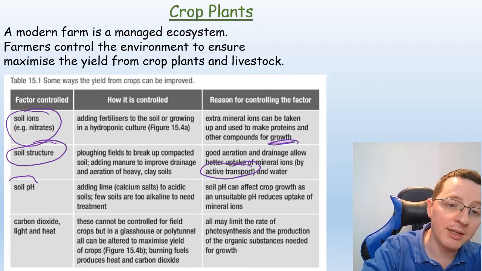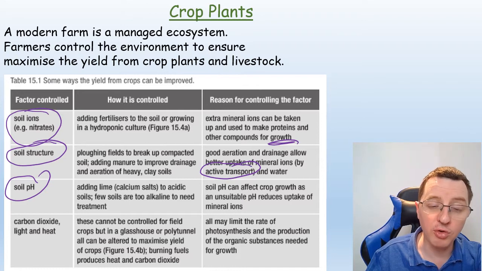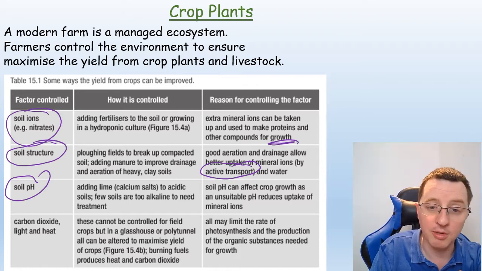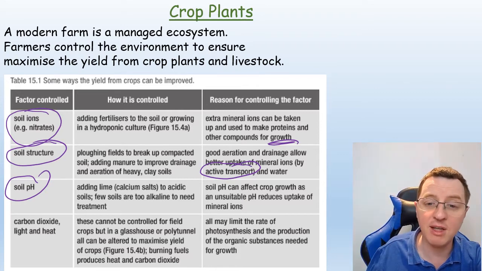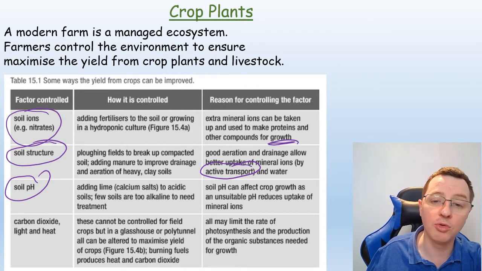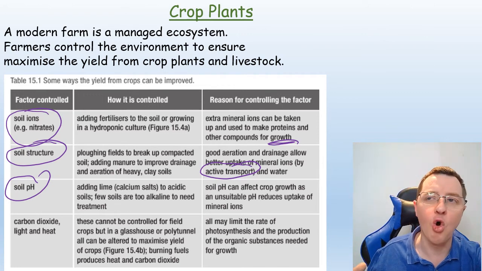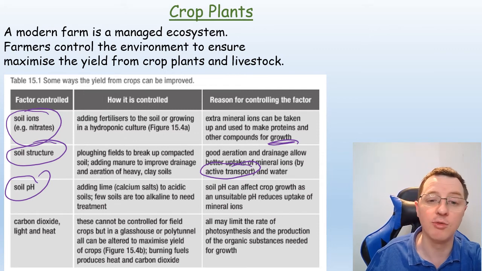The soil pH. Farmers may add lime or calcium salts to acidic soils, and for a few soils that are too alkaline, they might need some treatment by adding acidic compounds. Why is this? So that soil pH will affect the growth of crops, as an unsuitable pH reduces the uptake of mineral ions. In particular, an unsuitable pH might be damaging or reducing the efficiency of enzymes involved in some of the chemical reactions in the roots, and again reducing active transport.